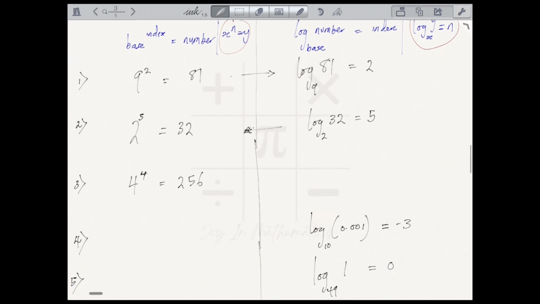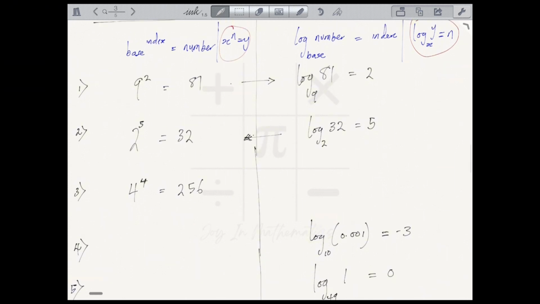Now let's proceed. I have 4 raised to the power 4 is equal to 256. 256 is the number, 4 is the base, 4 also is the index. So we are saying that log of the number, that's log 256, to the base of 4 is equal to 4.